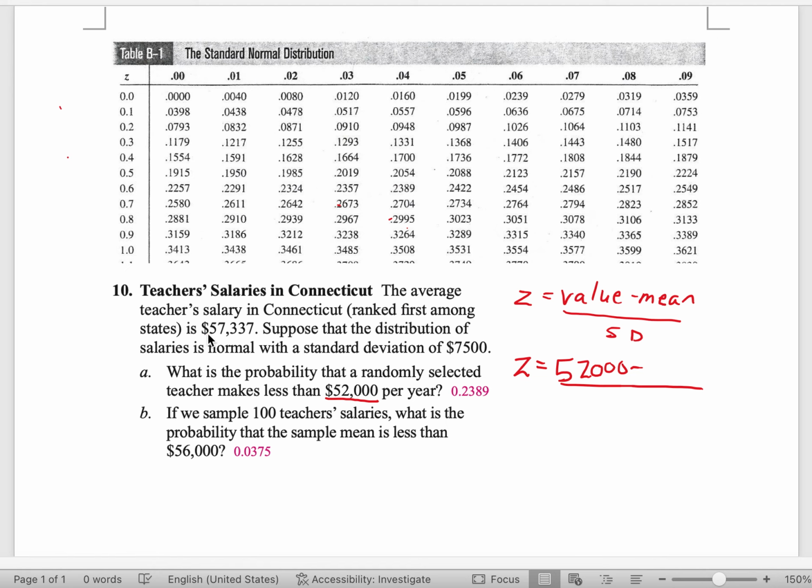In the problem, they should be telling you what the mean is, or the average. So the average teacher salary in Connecticut, 57,337. Standard deviation, 7,500. Okay, usually students are okay with that. When you put it in your calculator, you need to be sure that you are going to round it correctly. So this in my calculator gives me negative 0.7116. I need to round to 2 decimal places. So remember, that means that you're going to look at the third digit. And since it's not 5 or bigger, then I'm just going to leave the second digit alone. So it's going to round to negative 0.71.